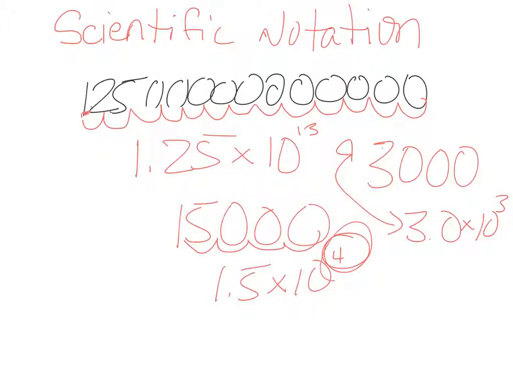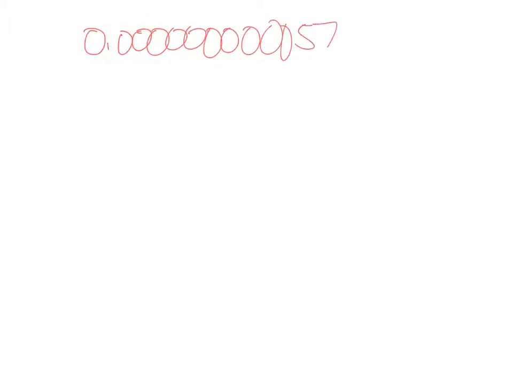Okay, so let's do another example with a really small number. What if I have the number 0.0000000000575? Okay, so again, it's a really small number, and we can deal with these types of small numbers when we talk about the wavelength of a wave, which is what we're going to do in this unit.